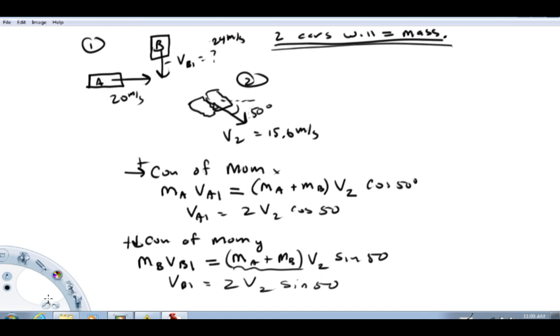So anyway, I just wanted to provide an example of how to write two-dimensional momentum equations. And there they are.